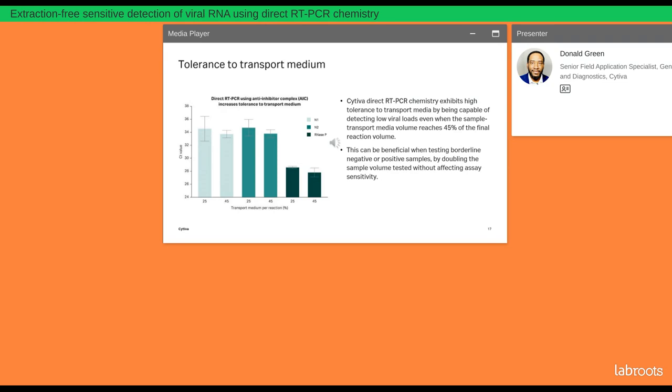So just going over to the bar graph, you'll see that we tested at 25% and we tested at 45% for N1, N2, and then RNAP. And you can see the results speak for themselves. They are basically the same. So this is a really great finding for us, right? And many of our customers really appreciate it because they can put in, again, more of the transport volume, which increases the probability that they actually have more of the virus on board to run their sample with.